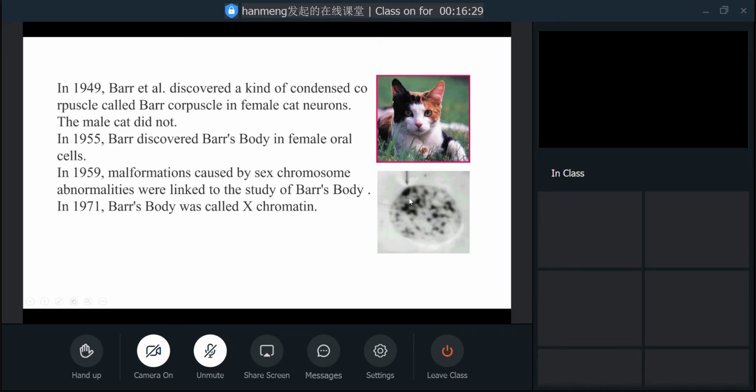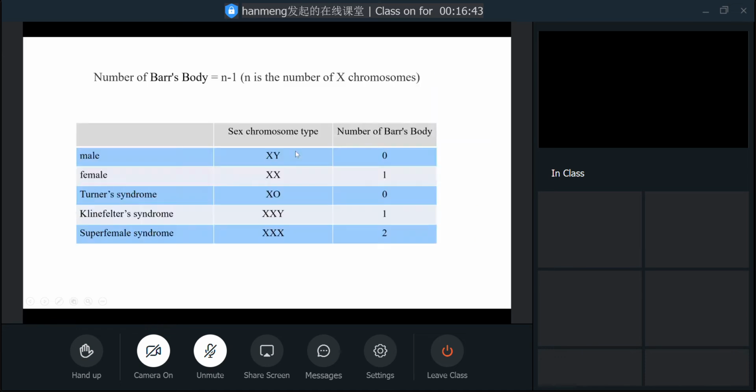It is the condensed body. The number of Barr bodies equals N minus 1, where N is the number of X chromosomes. Because males have only one X chromosome, they have zero Barr bodies. And the female has two X chromosomes, so they have 2 minus 1, which is 1 Barr body.